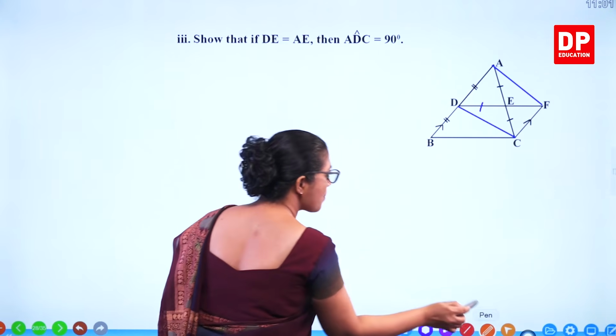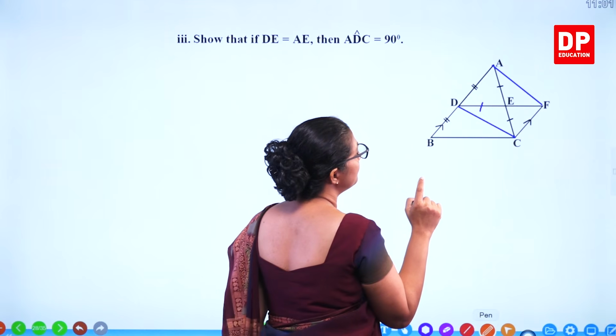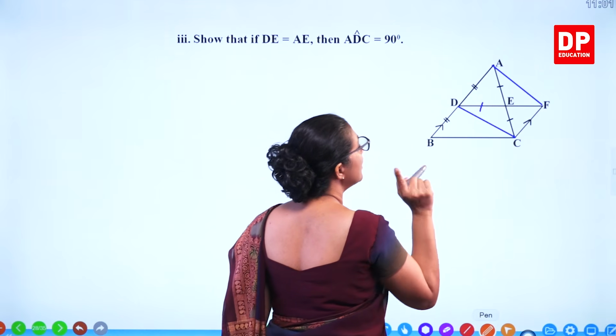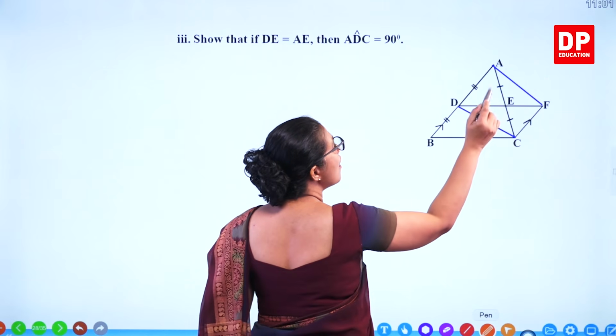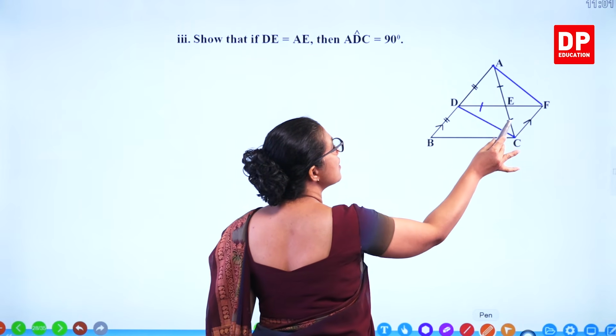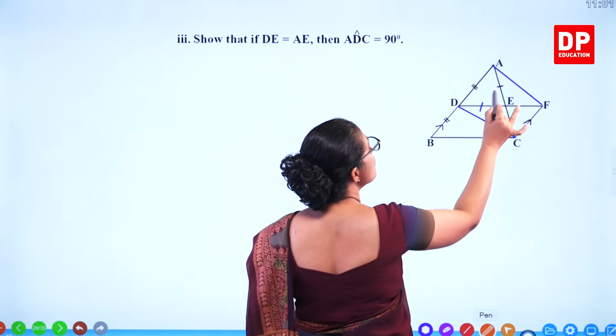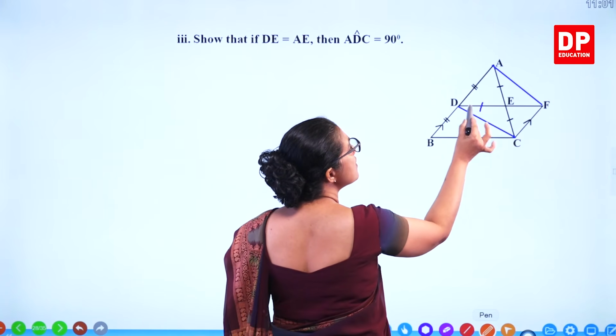Show that ADC is 90. It's easy. Now see, we found out these two triangles are congruent. So this is equal. These two lengths are equal. And here, these two lengths are also equal.